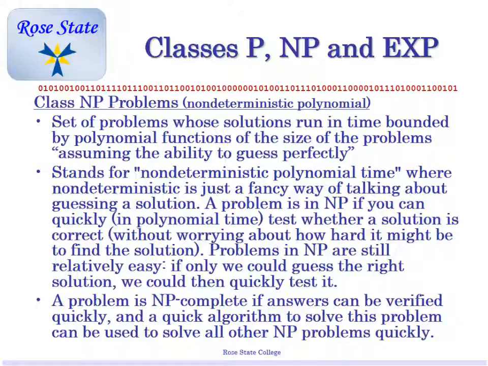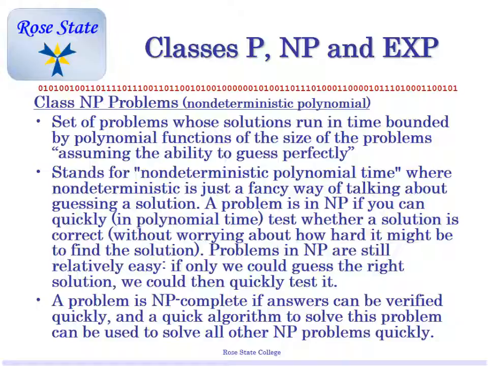Okay? So I can test whether my solution is correct or not, without worrying how hard it might be to find it. Okay, they're still relatively easy. If only we could guess the right solution, we could then quickly test it. Okay? So, I have 5 times 4. I'm going to guess 20, and I can very easily verify that 5 times 4 is 20.